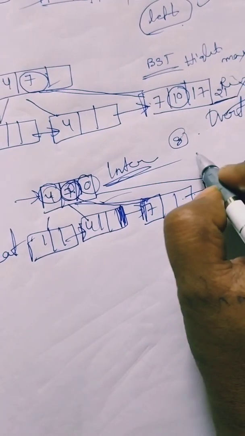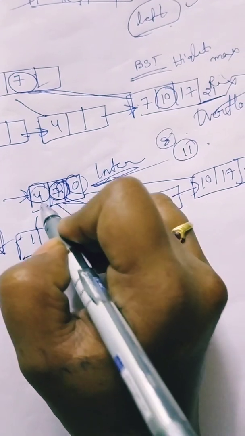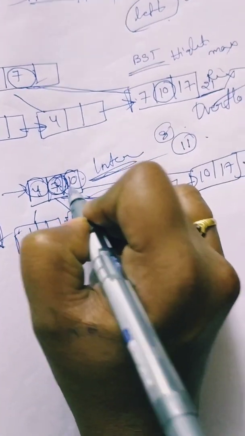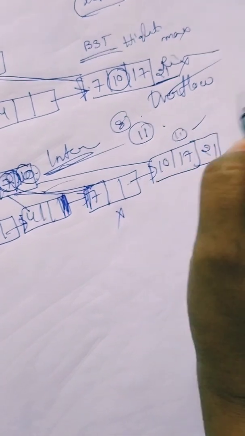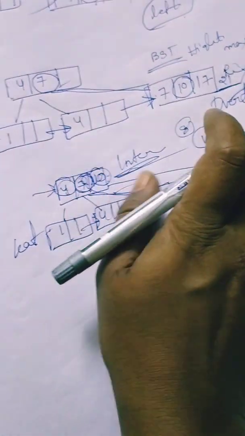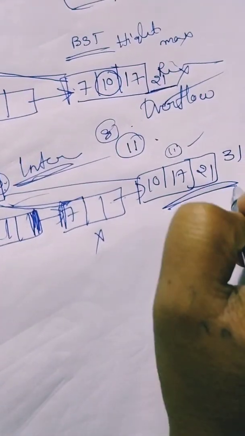Or else if we want to check 11, we check from the right side, after 10, 11 may be present or may not. Here 11 is not present. Likewise, searching is very easy in the B plus tree. Why? Because of the pointer nodes, nothing but address nodes. Again, the next node is 31. So here the overflow condition occurs.